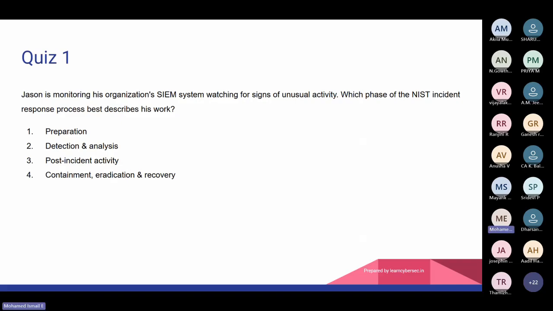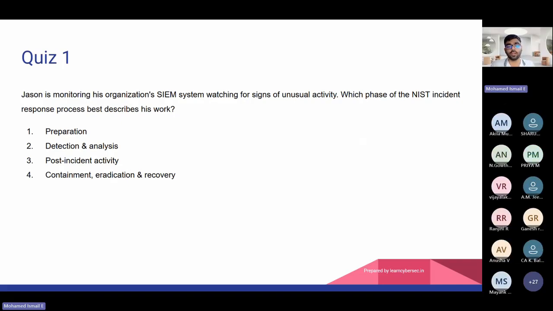All right, so everyone is giving the same answer, whether it's right or wrong. That's the right answer. Detection and analysis fall under the SOC team. The SOC team is going to use the SIEM solution to analyze. It's a reactive activity, right? They correlate the logs and identify security incidents. So detection and analysis is the right phase.